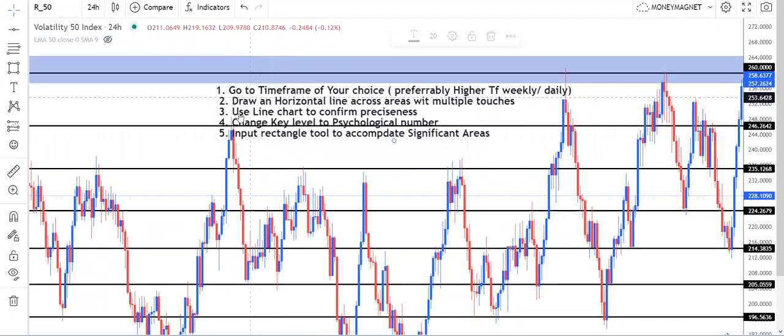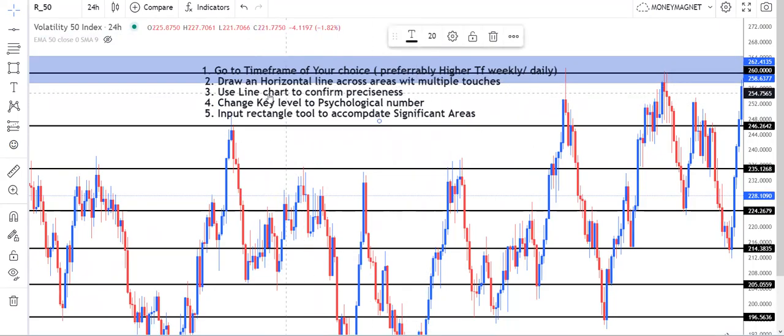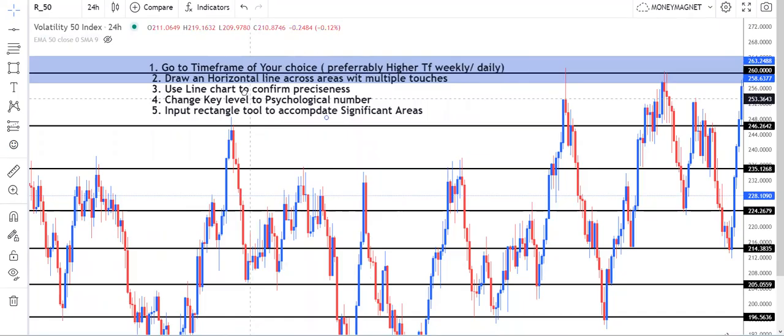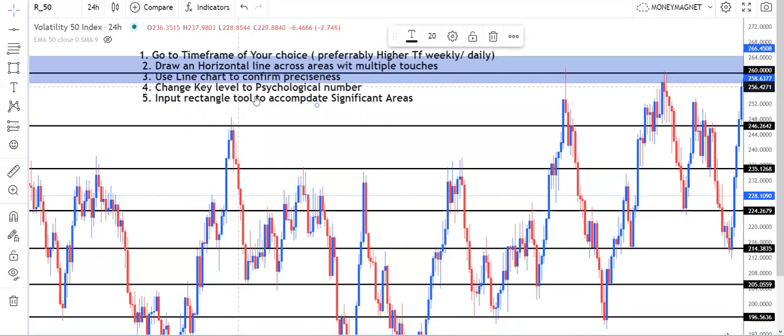So that's all for the number two criteria on our list: drawing a horizontal line across areas with multiple touches, and then using the line charts to confirm the preciseness of the touches. And then I would move to the fourth on the list, and that's changing the key level to a psychological round number. Like I said previously, this is not compulsory, so you can very well skip this, but this is one thing I like to do often. If you have been following my previous videos, you will see that.